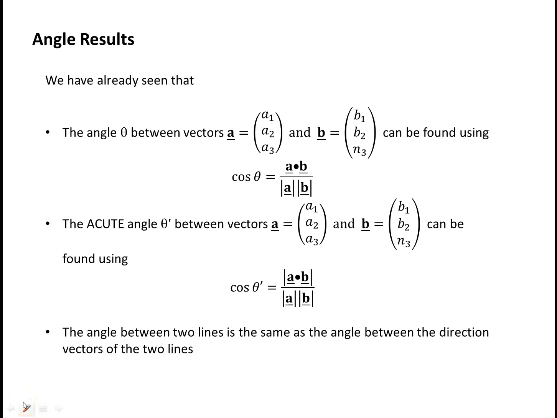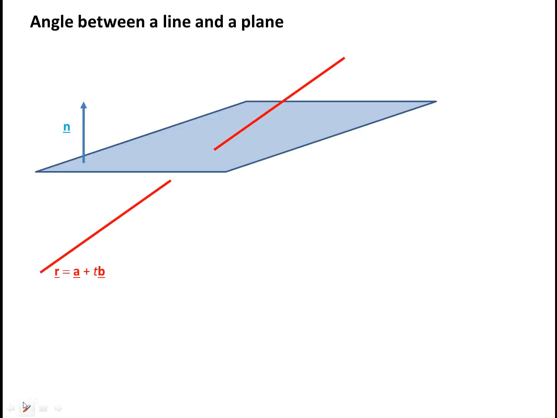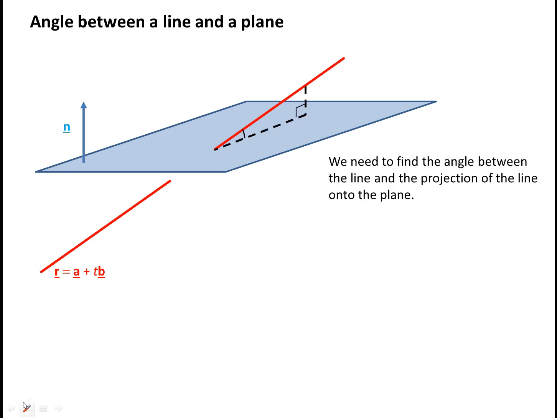Now, our first new result is the process for finding the angle between a line and a plane. The angle between a line and a plane is the angle between the line and the projection of the line onto the plane. What we can do quite easily is to find the angle between the normal to the plane and the direction vector of the line.